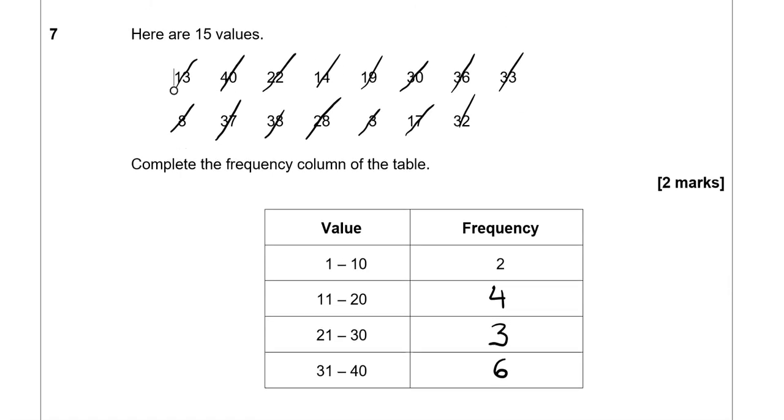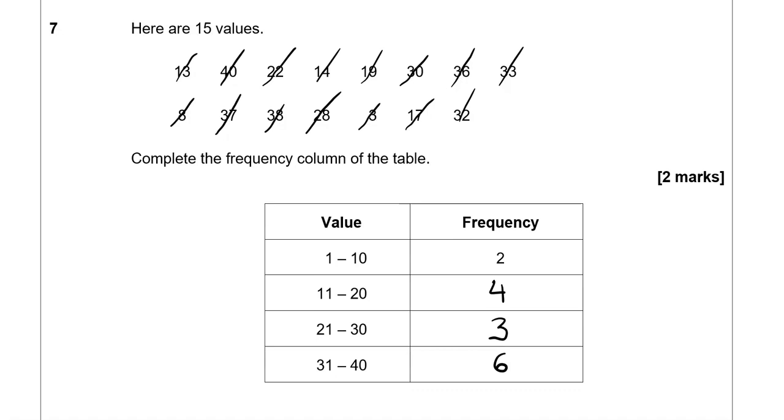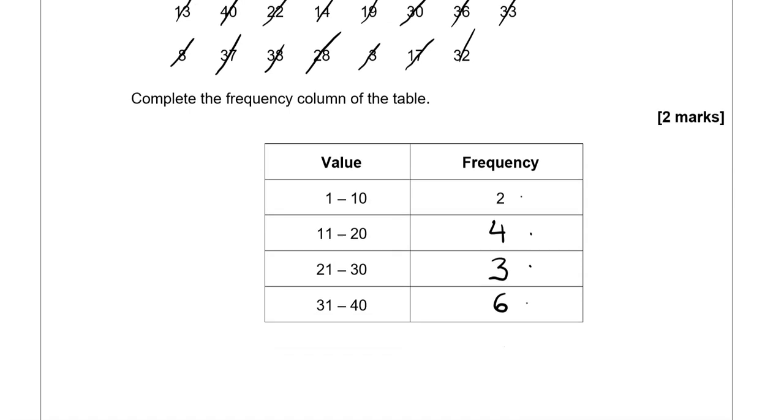So we can add them up to see how many there are in total. So we'll add them up to see whether we've missed any. 4 and 6 is 10, 13, 15, and there were 15 values in total. So that works.